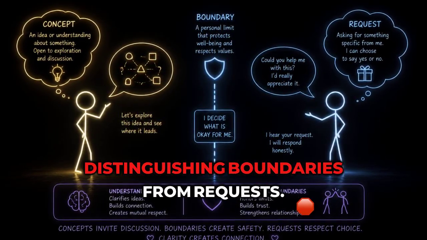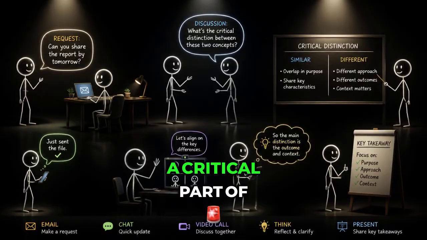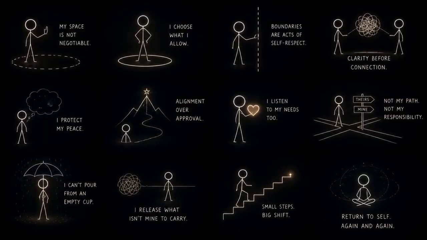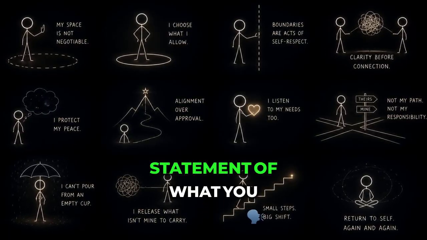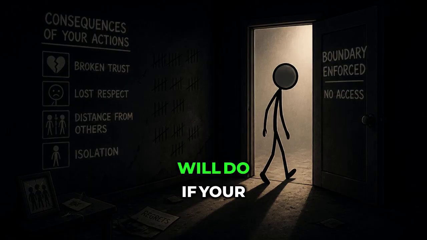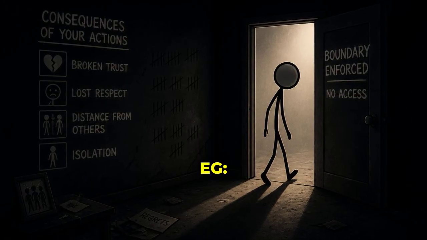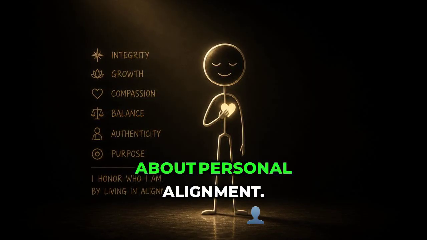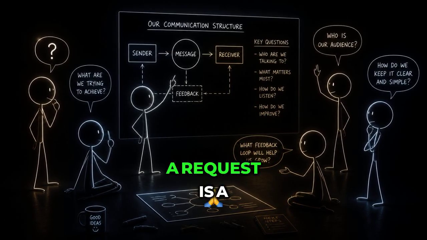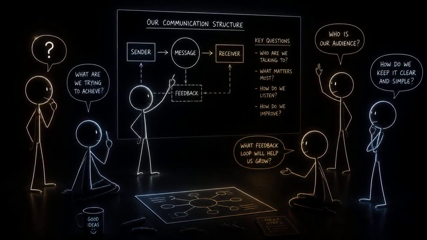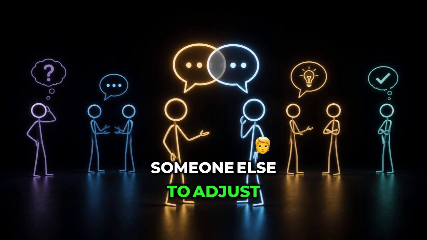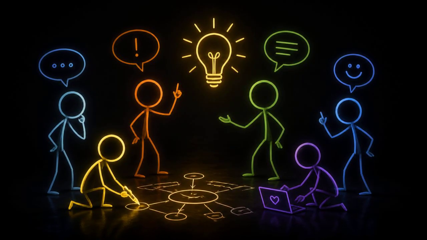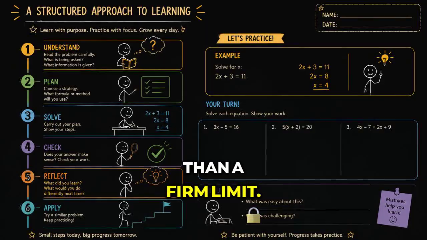3. Distinguishing boundaries from requests. A critical part of the practice is recognizing the difference between these two tools. A boundary is a statement of what you will do if your limits are ignored, e.g., "I'll need to leave the room." It is self-honoring and about personal alignment. A request is a question or an invitation for someone else to adjust their behavior, e.g., "Can you call me to check in?" It is collaborative rather than a firm limit.